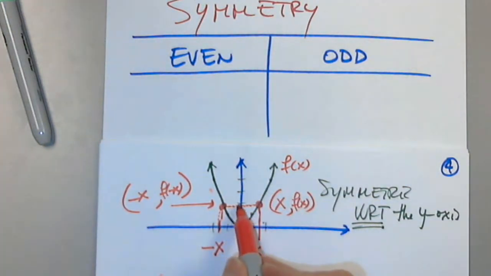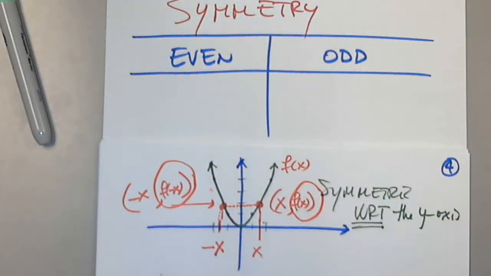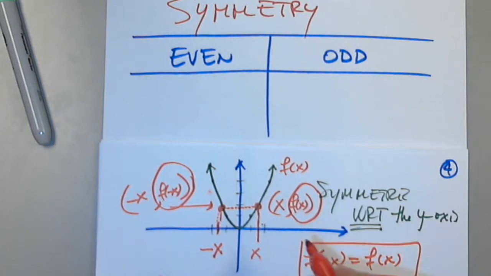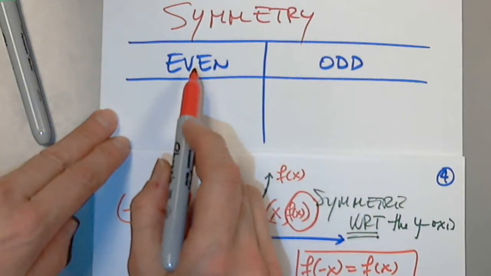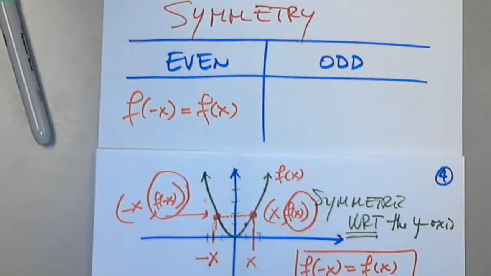Okay, so now, because the graph is symmetric with respect to the y-axis, can anyone give us a relationship between these two values? They are the same y coordinates, right? So f of negative x must equal f of x. This is the relationship for an even function. F of negative x must equal f of x if the function is even and the graph, in other words, is symmetric with respect to the y-axis. Very good. Is that clear?